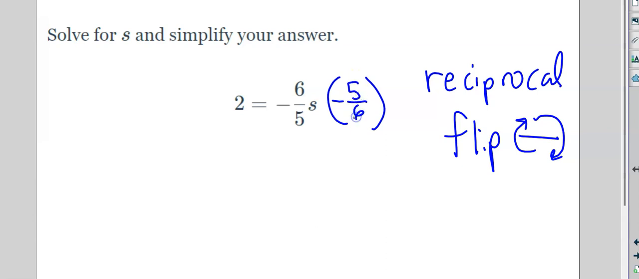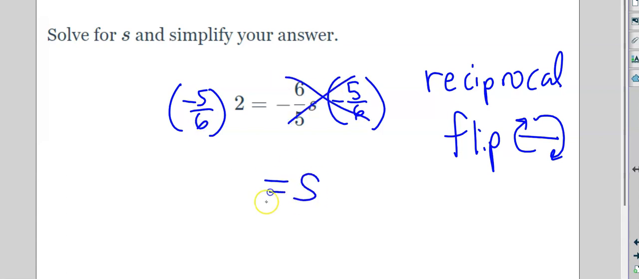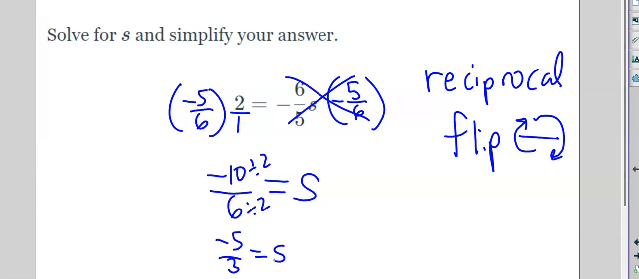So 5/6. So I'm going to multiply both sides by -5/6. That isolates our variable. And then you can do this math yourself. Negative 5 times 2 is negative 10. And the 6 would multiply by the invisible denominator over there, which is 1. And then you could try reducing these by dividing by 2. And get negative 5/3. Or you could do the division on your calculator or the multiplication on your calculator.